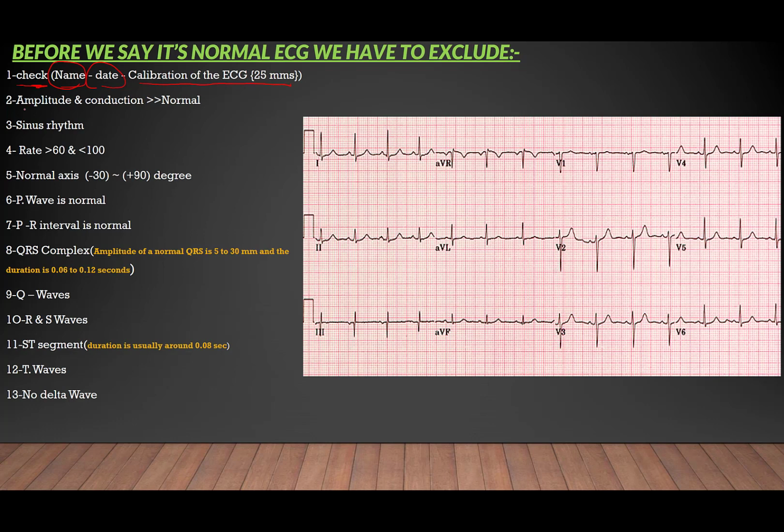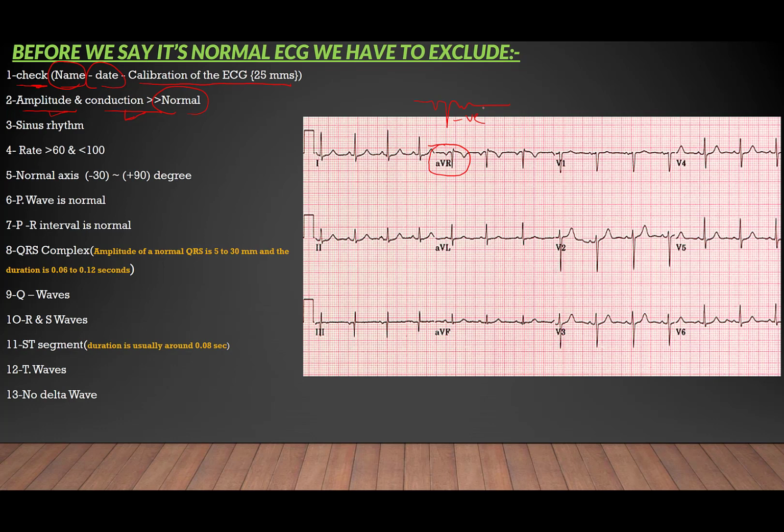The second point is that amplitude and conduction should be normal. Amplitude I discussed in the previous video. So here we have the conduction. In the conduction we look at aVR. Because aVR is a totally negative deflection, it is a normal conduction, right to right side, left to left, not right to left and left to right. Okay, so it's a normal conduction.